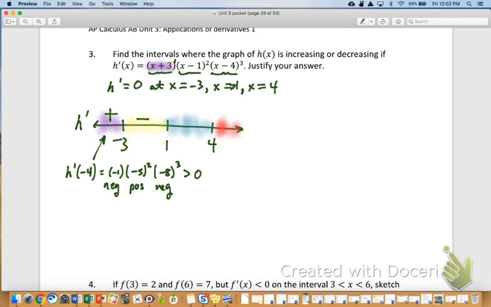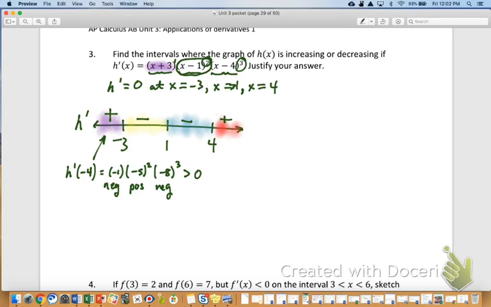At 1, that comes from this factor, and you probably will notice that this factor has even multiplicity. Even multiplicity means that the graph of h prime will not change signs there at 1, and so h prime will remain negative in the blue interval. And then the multiplicity on the final factor is odd, and that means that the graph of h prime will change signs, so the red interval is positive.